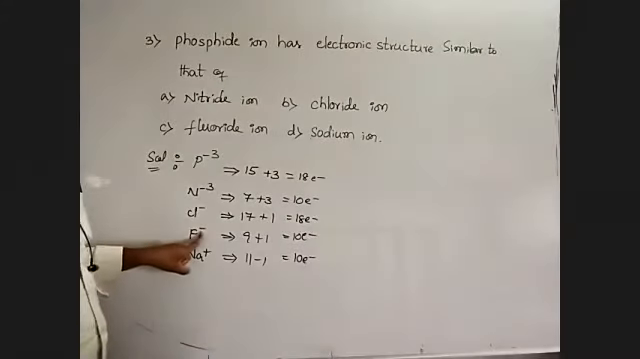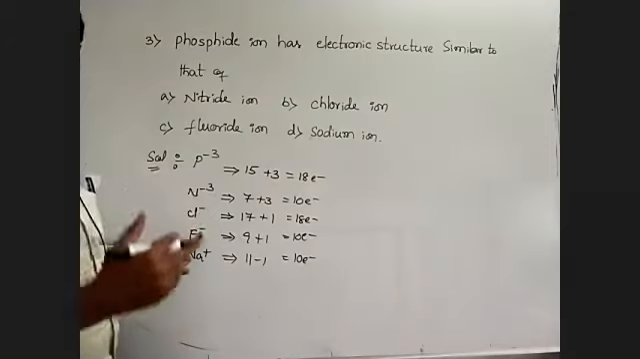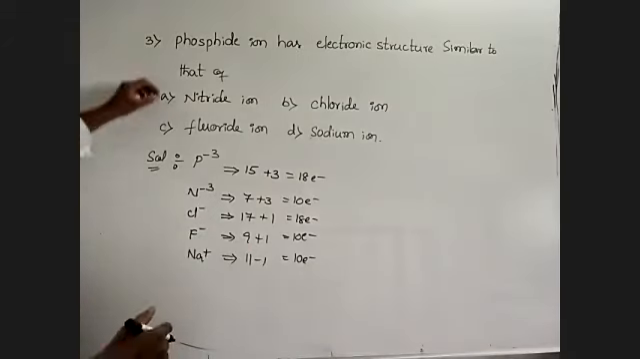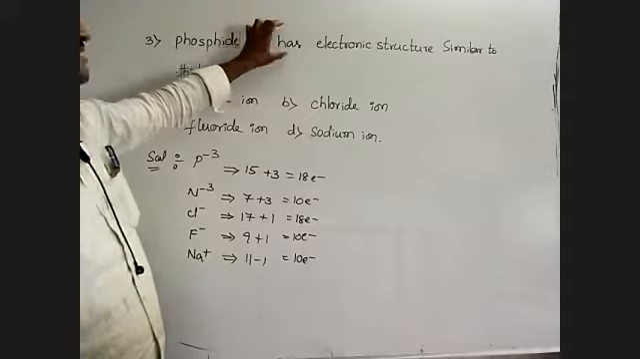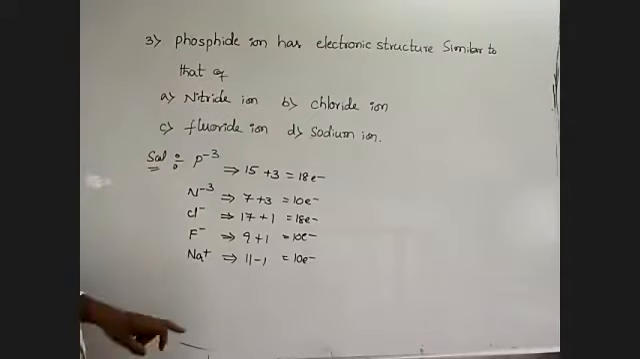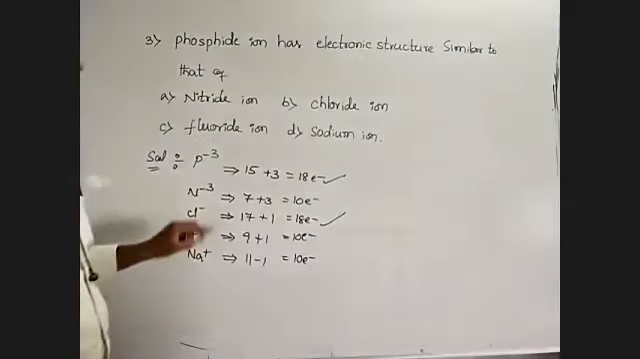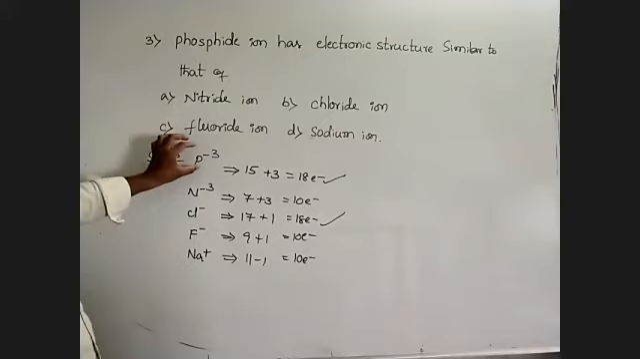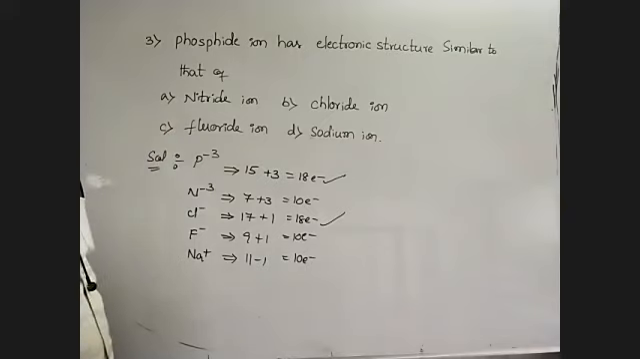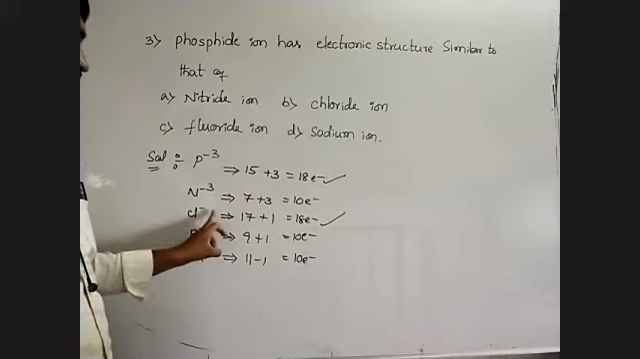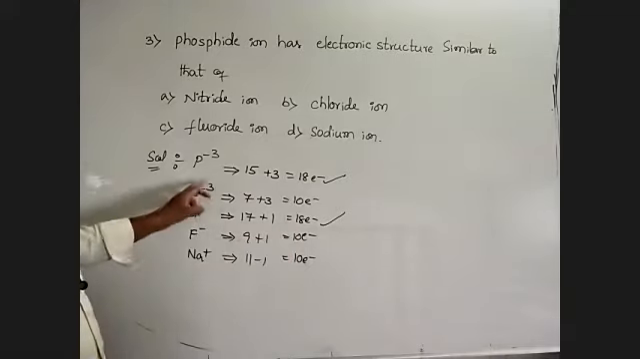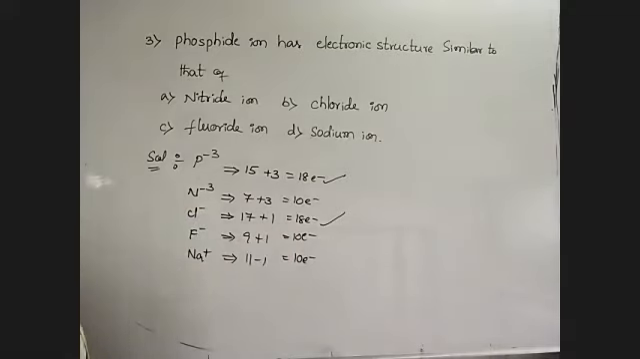Here, if we put minus, it means one electron is extra, that is, it has gained one electron, so 10 electrons. What is the question? Phosphide ion has electronic structure similar to that of which ion. So phosphide and chloride both have the same number of electrons. Phosphide has 18 electrons, and among these 4 options only chloride has 18 electrons, so these both have the same electronic structure. So the answer is chloride ion. Okay, note this down.